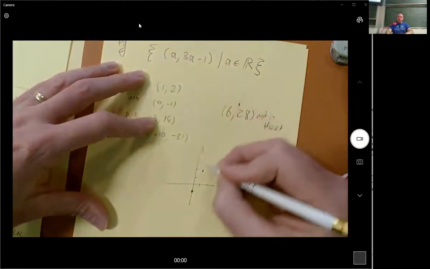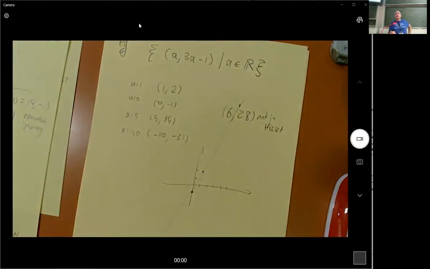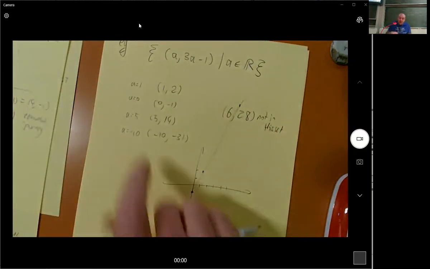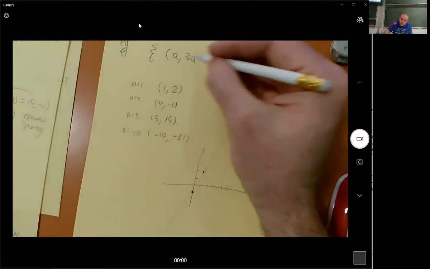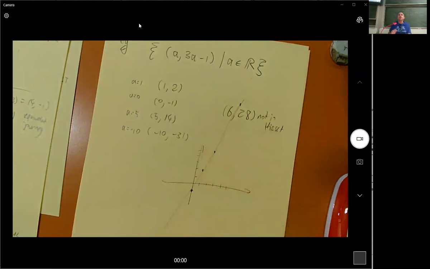They line up like that. If I'd done a equals 2, then I would have gotten 2 and 5, which would be about here. So yeah, it is definitely a straight line. I know this.